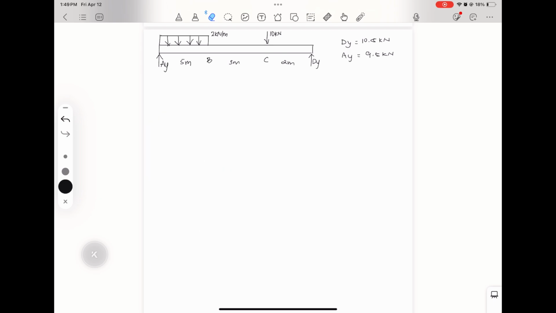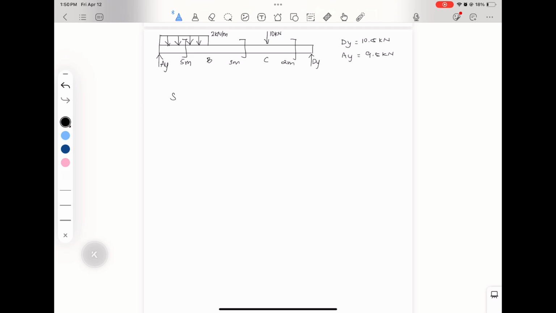There you go. So next is we have to cut the beams into 1, 2, 3 parts. So there are 3 segments here. So we just have to solve the shear and moment for segment AB, segment BC, and segment CD. Right now we're doing the equation method. Right after this, we're going to do the area method for the checking.